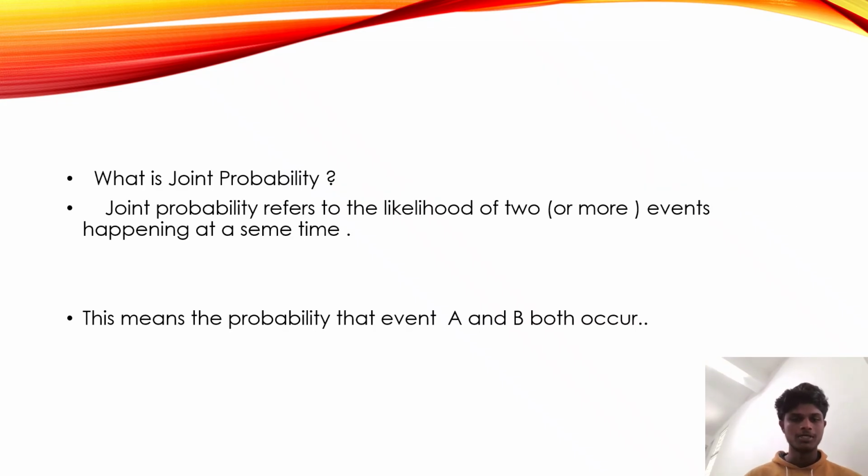The introduction about joint probability is: what is joint probability? Joint probability refers to the likelihood of two events happening at the same time. This means the probability that events A and B both occur. Joint probability means two events happen at the same time.